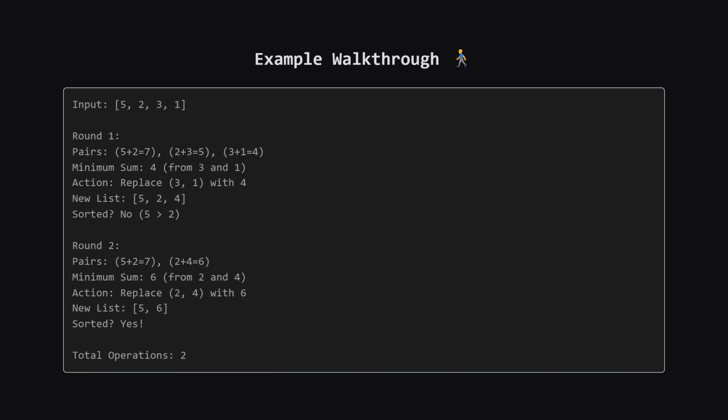Now our list is 5, 2, 4, still not sorted because of that 5 at the start, so we go again. 5 plus 2 is 7. 2 plus 4 is 6. The winner is 6. We merge the 2 and the 4. Now we have 5, 6. Is that sorted? Yes it is. We did 2 operations, so the answer is 2.